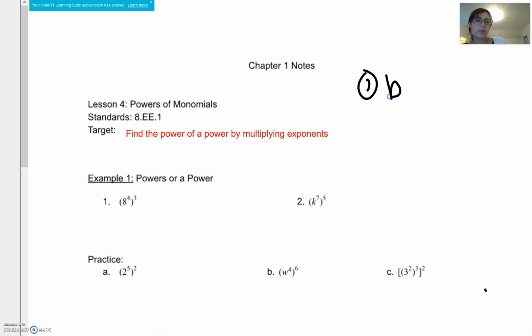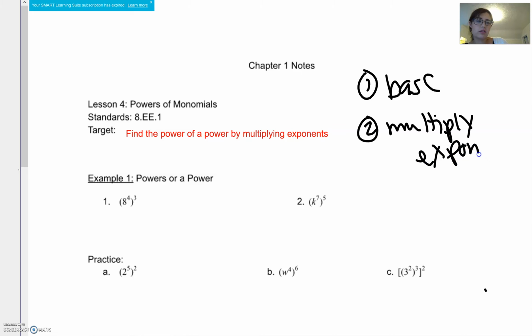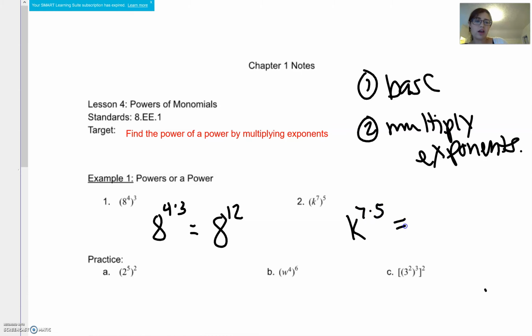We're going to take our base, and then our second step is multiply exponents. So our base is 8, our exponent is 4 to the third power. So we're going to do 4 times 3. We're going to get 8 to the 12th power. We'll do the same with k to the 7th to the 5th power, so we'll do 7 times 5. We'll get k to the 35th power.